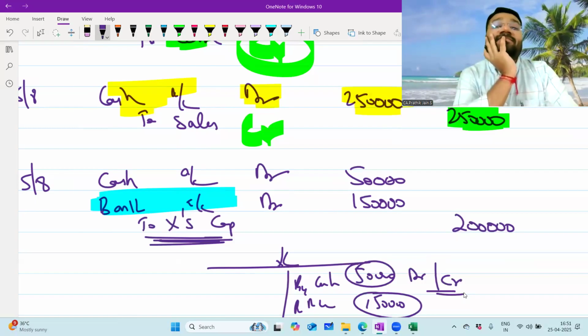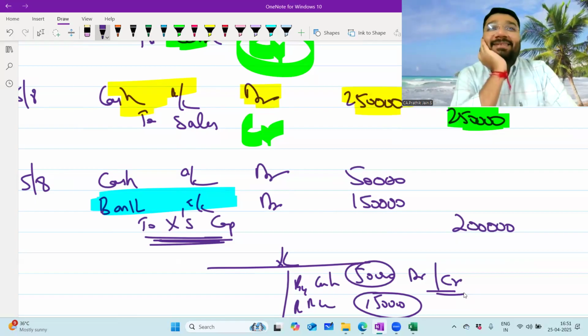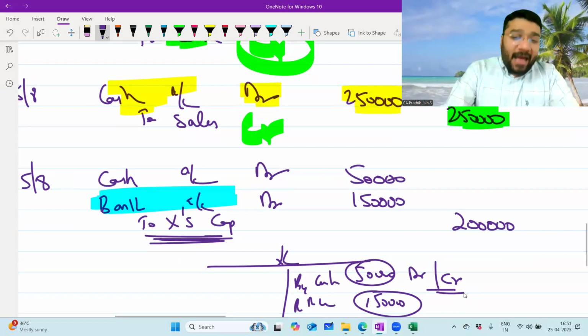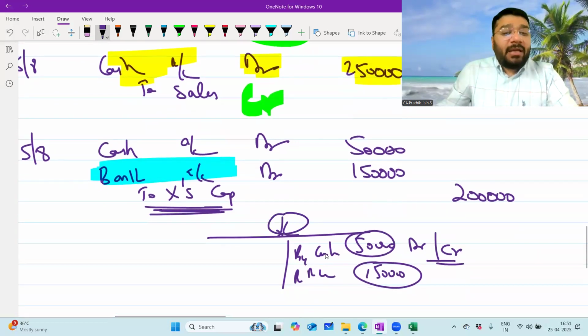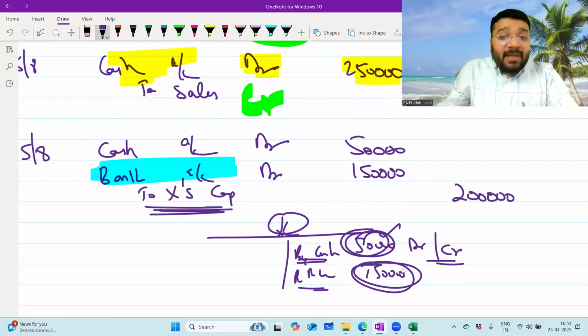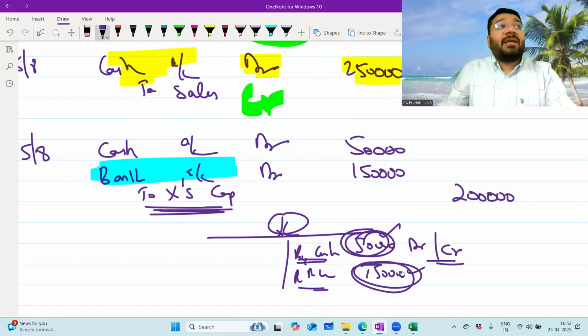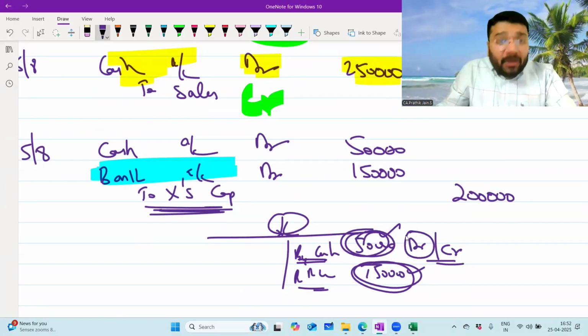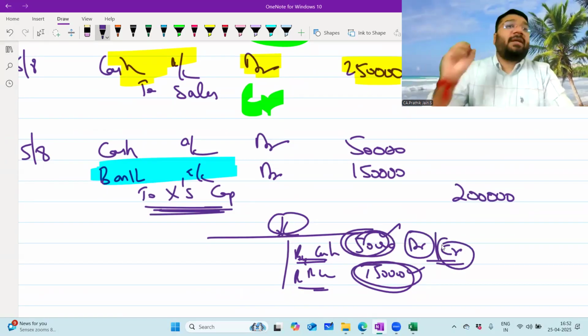Credit. Repeat, okay, one more time. I'm telling, in excess capital account, I'm recording by cash and by bank, 50,000 and 1,50,000. This 50,000 and 1,50,000 is coming either from the debit part of the journal entry or the credit part. So my question is, is this the debit part of the journal entry or is this the credit part of the journal entry?